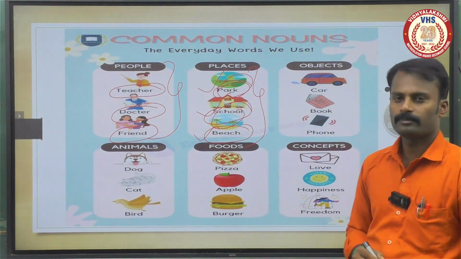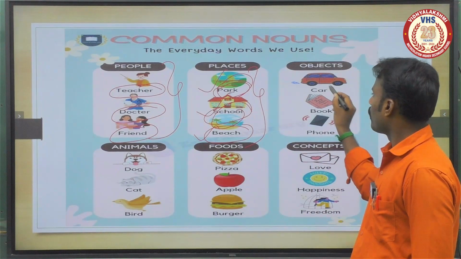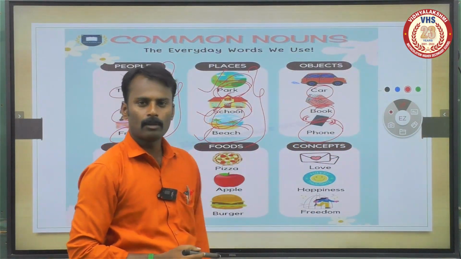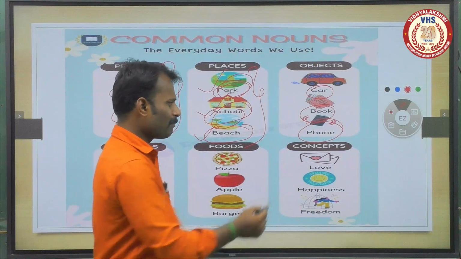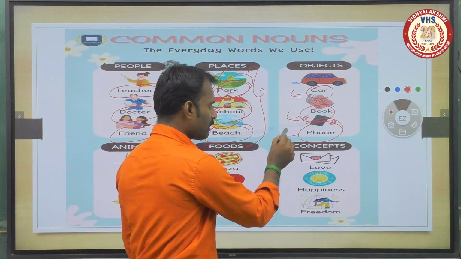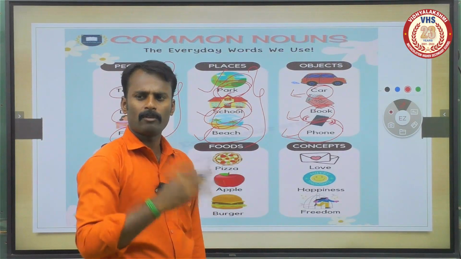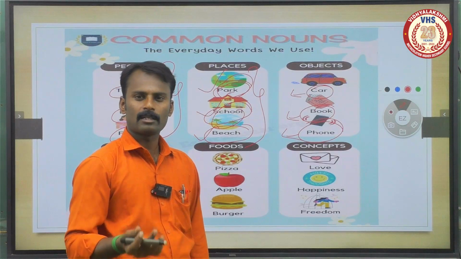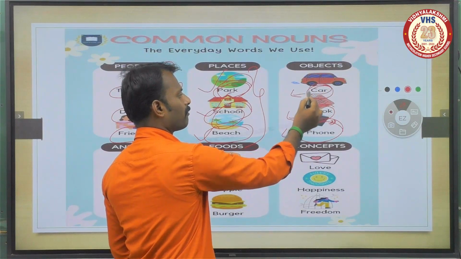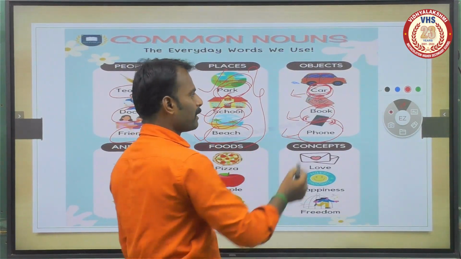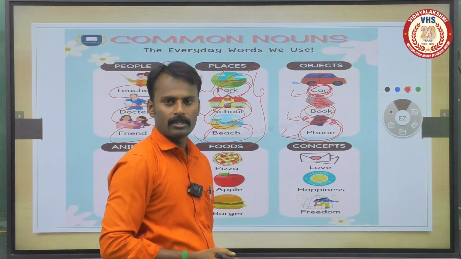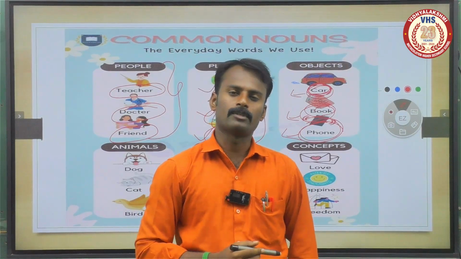Next, objects. See the objects, car, book, phone. Okay, car, book, phone. There are many varieties of cars, many varieties of books, many varieties of phones. So many mobile phones are available nowadays, so many models and so many companies. I didn't mention a name, I mentioned only car, only book, only phone, but I didn't mention any companies or any special name of this object.